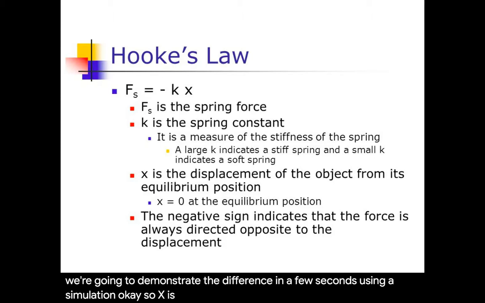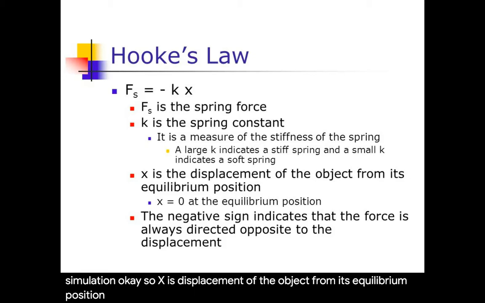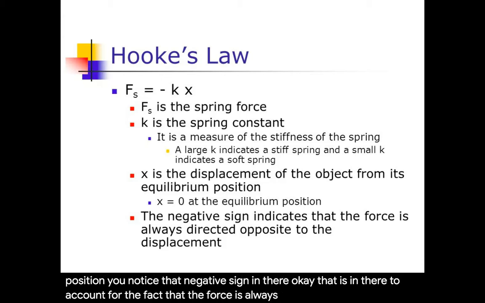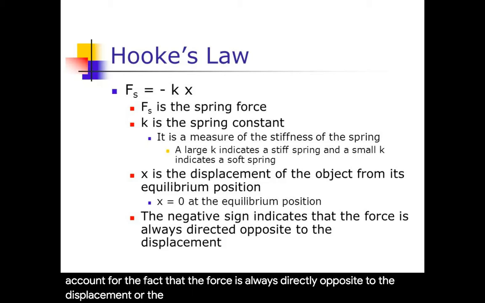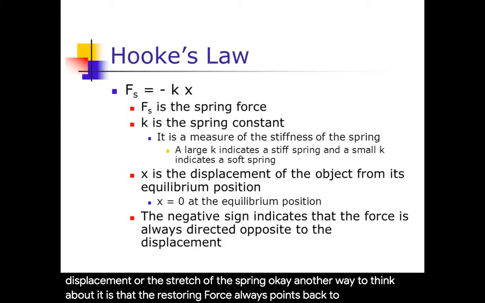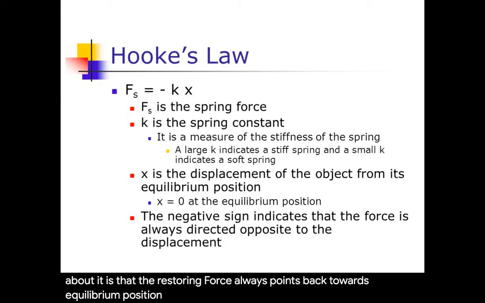Okay, so X is displacement of the object from its equilibrium position. You notice that negative sign in there, okay? That is in there to account for the fact that the force is always directly opposite to the displacement or the stretch of the spring. Okay, another way to think about it is that the restoring force always points back towards the equilibrium position, which is in the opposite direction to the displacement vector.